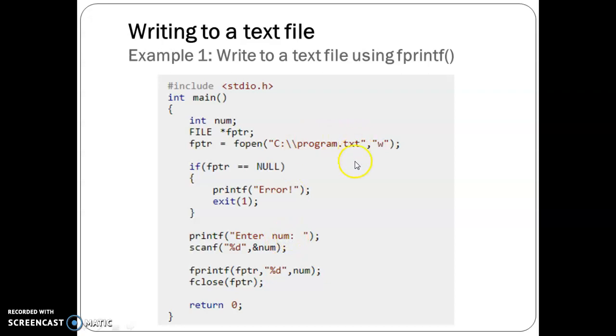Then it is going to enter the number which I want to print inside that file, using printf and scanf. This is the normal printf and scanf which we have used already. Then I want to write that number which is read from the user into the file, so I have made use of the fprintf function. See, fprintf is file printf: with the help of the file pointer along with the number, it is going to be printed inside this program.txt file.